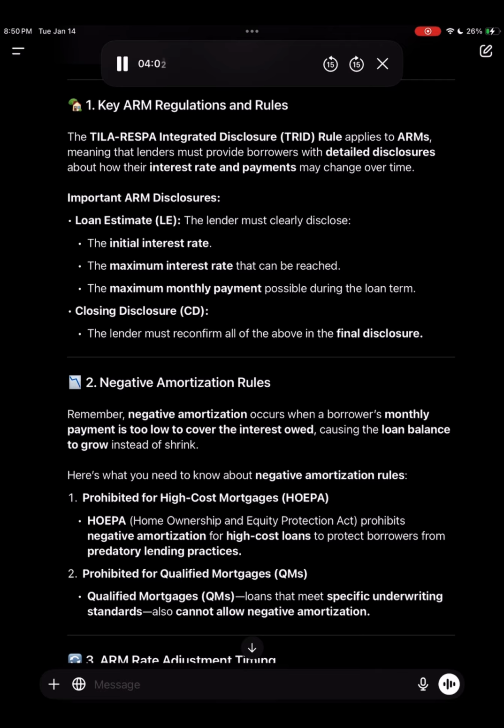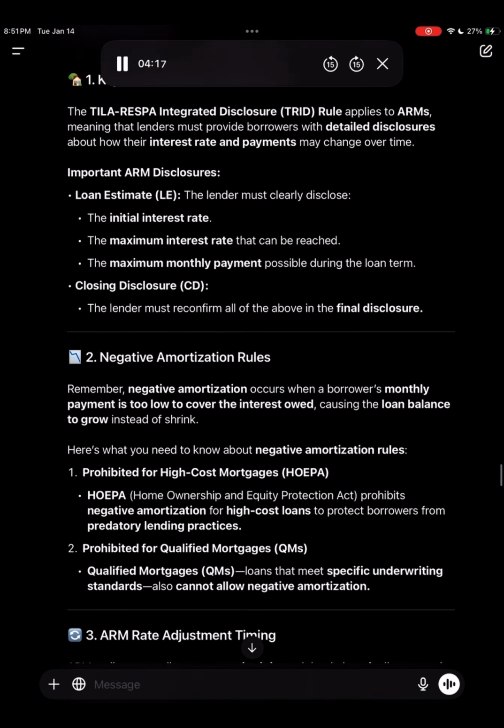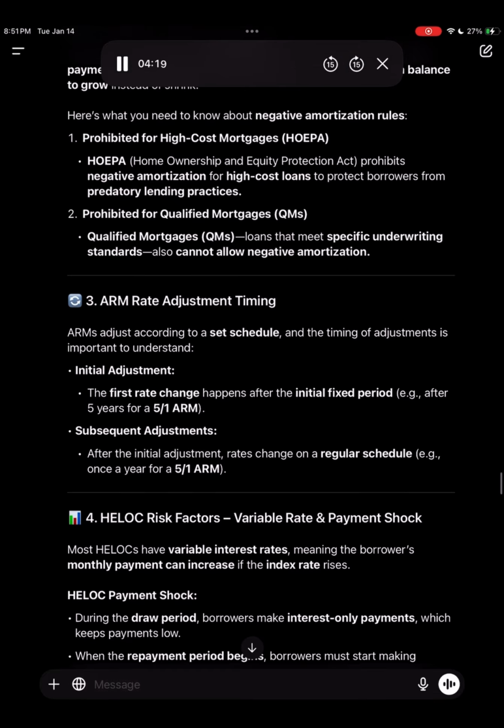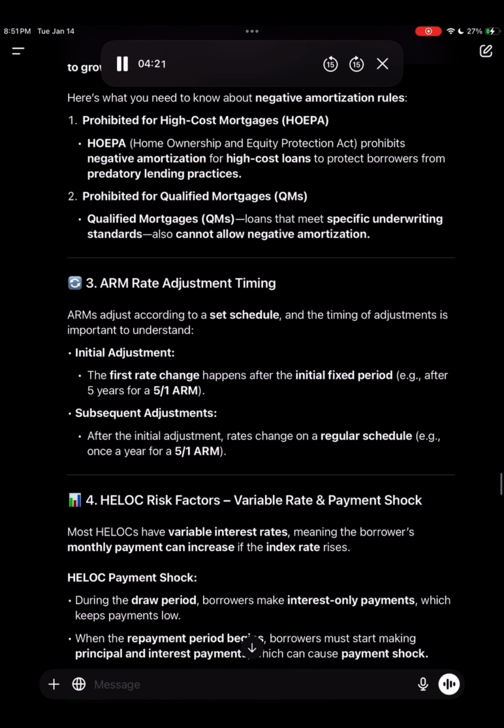Negative amortization rules. Remember, negative amortization occurs when a borrower's monthly payment is too low to cover the interest owed, causing the loan balance to grow instead of shrink. Here's what you need to know about negative amortization rules. 1. Prohibited for high-cost mortgages. HOEPA, the Home Ownership and Equity Protection Act, prohibits negative amortization for high-cost loans to protect borrowers from predatory lending practices.